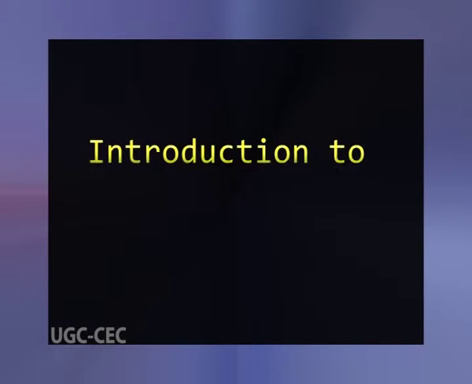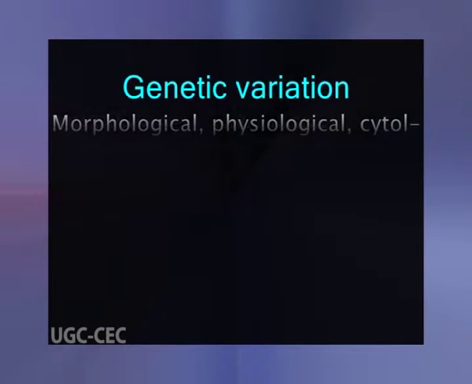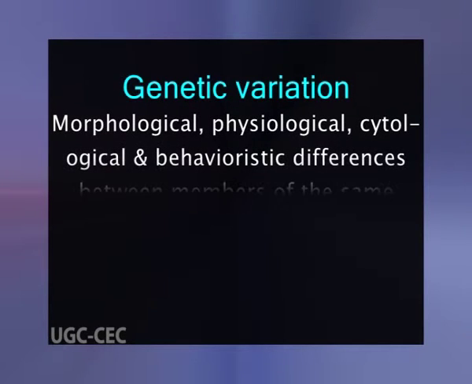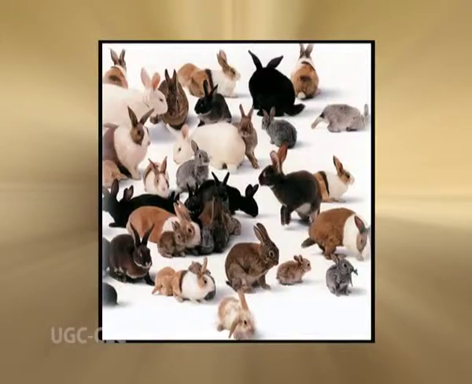Let us begin with Introduction to Genetic Variations. Genetic variation refers to morphological, physiological, cytological, and behavioristic differences between members of the same species or those of different species. They are found in all the characters and in every conceivable direction. Therefore, no two individuals are similar.